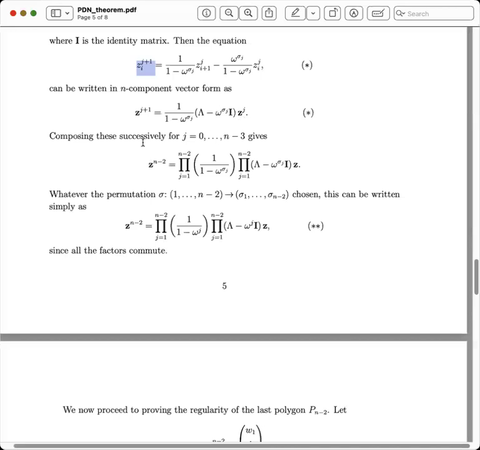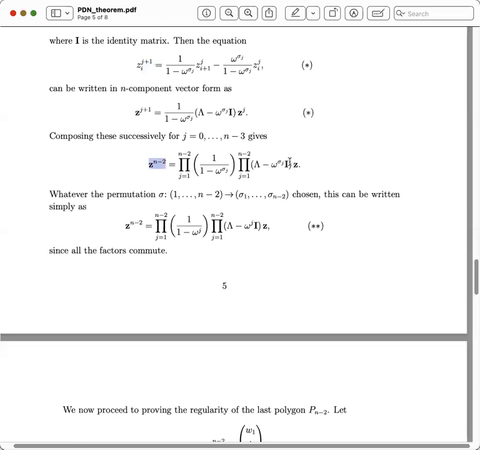So let's do that. If we go from 0 to 1, 1 to 2, etc., all putting in these factors, we get a sequence, and the whole product is a product of n minus 2 factors, each of them looking like lambda minus omega to the sigma j times the identity matrix, multiplied by a scalar factor 1 over 1 minus sigma to the j. And that gives us a compact expression for the components of the n minus 2nd polygon in terms of the 0th polygon.